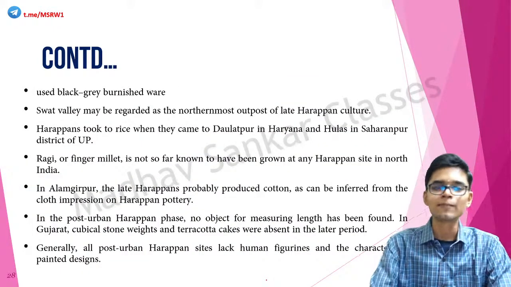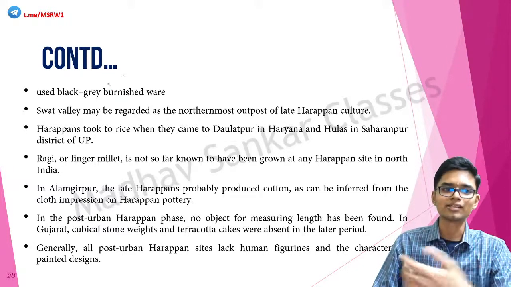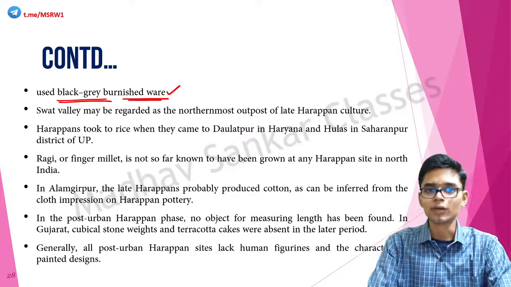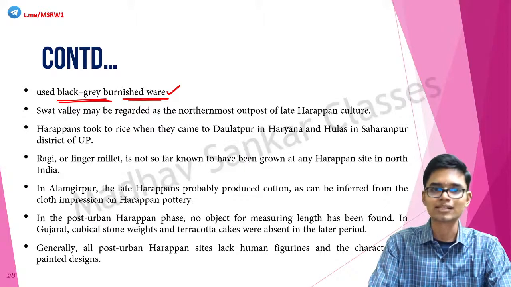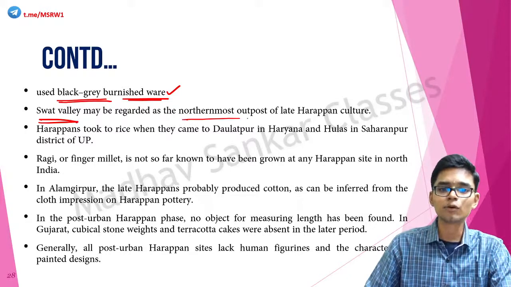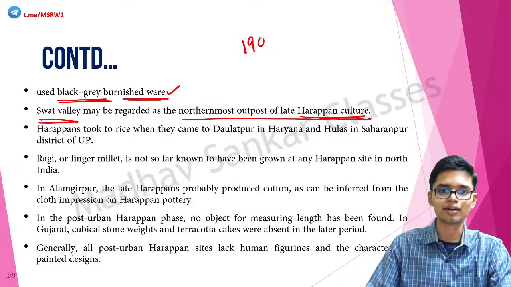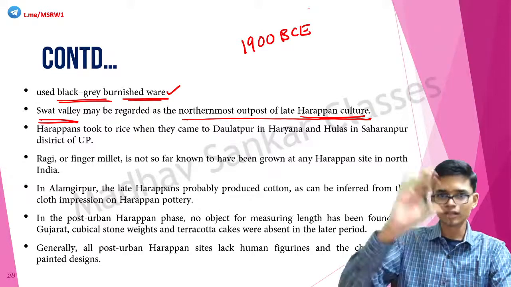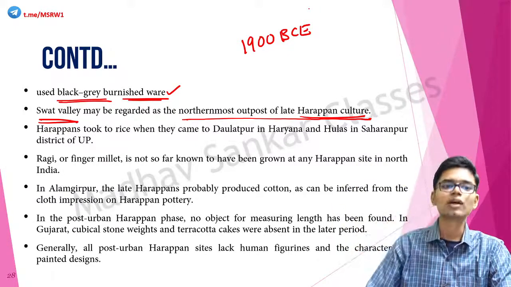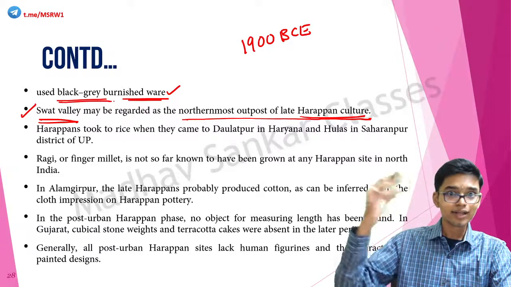Anyway, by this time in the late phase of the Harappans, we come across the use of black and grey burnished ware. Black and grey burnished ware pottery has been extensively found during this time. Swat Valley may be regarded as the northernmost outpost of late Harappan culture. Harappan culture ended by 1900 BCE, and the flourishing phase ended by then. Of the late Harappan phase which existed after that, Swat Valley may be considered as the northernmost endpoint. Earlier it was Shivalik, don't forget.